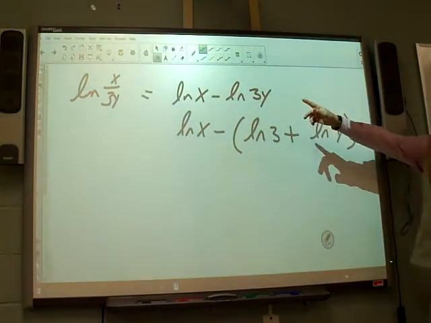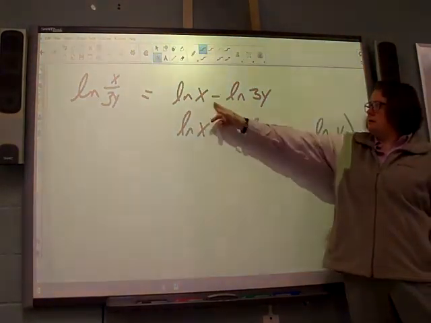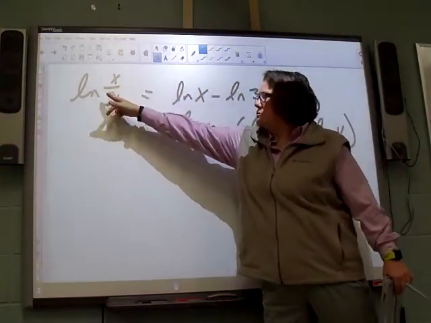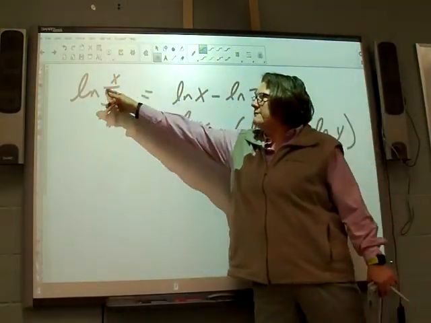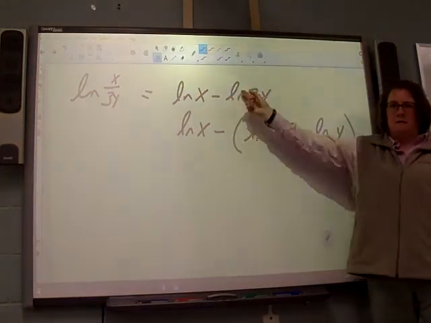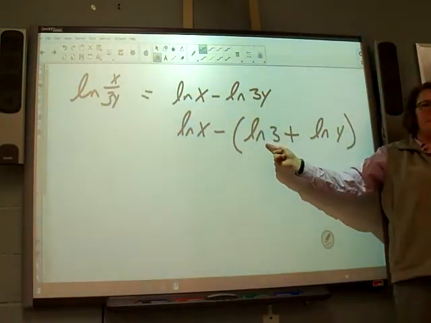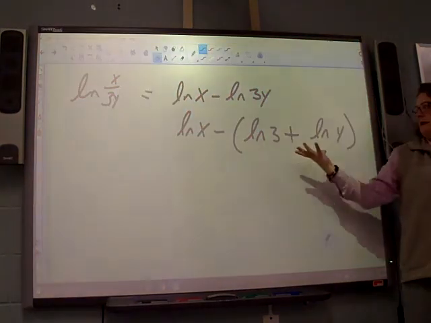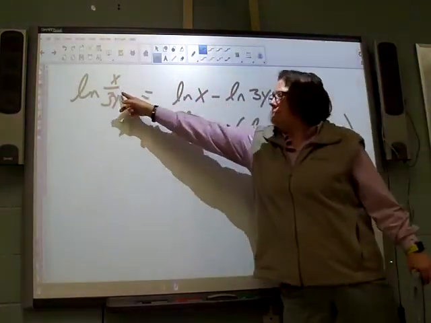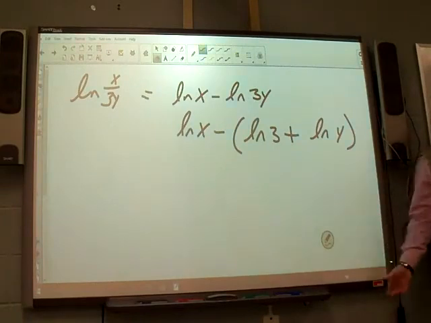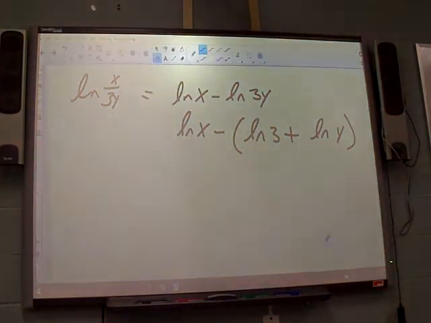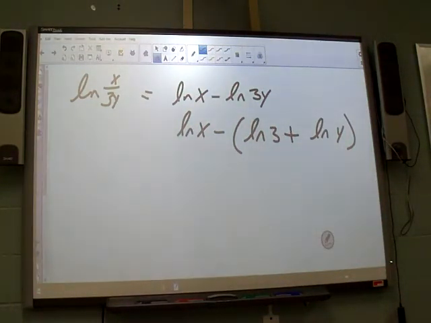Okay, this quotient, quotient's friends with subtraction, says I'm supposed to divide by that whole thing. So if I didn't put that parentheses, it would look like I'm just dividing by the first one, right? But now I have that whole thing because I was dividing by the whole thing. So I kept that all together in parentheses, which is what Laney Joe was kind of talking about. Okay?